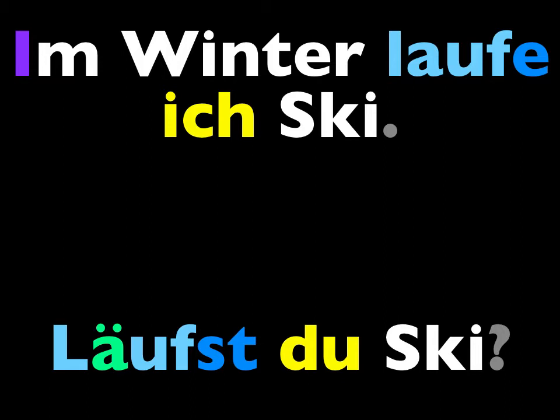For example, im Winter is a prepositional phrase. That's your first element. So the verb had to be next, and it is. Laufe ich. In English, we say, in the winter, I ski. But in German, im Winter laufe ich. The verb and subject are switched around. Also, look at the second sentence. In questions that don't have a question word like who, what, why, when, the verb comes first, followed by the subject.